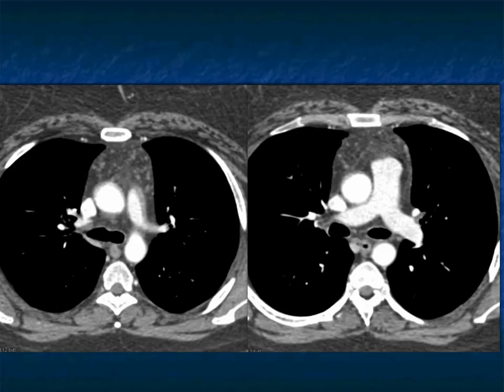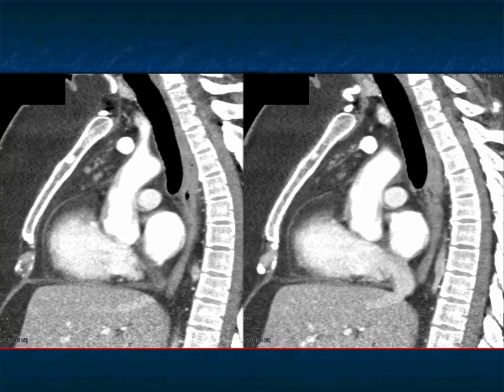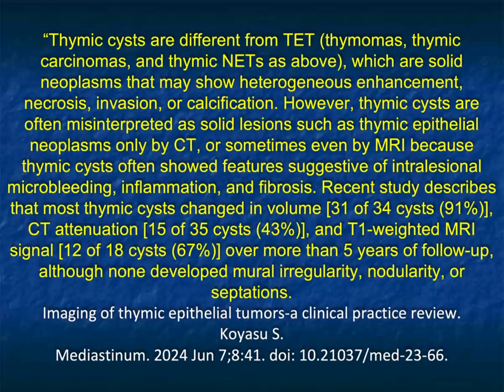Again, you don't see the sharp margins of thymic hyperplasia. It has a pretty much different appearance to it. Here it is on the sagittal view, very nicely shown. Now, I mentioned thymic cysts. Thymic cysts are going to be benign. And again, the key is not to confuse it with malignancy.